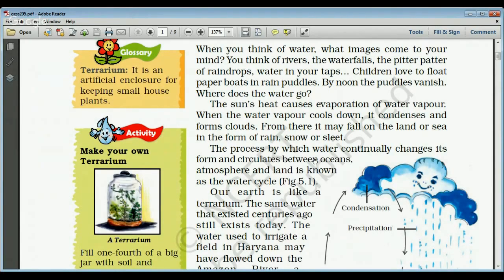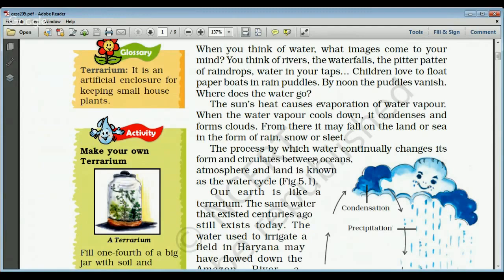Now the sun's heat causes the evaporation of water into water vapor. When the water vapor cools down, it condenses and forms clouds. From the clouds, it again comes to the land or the sea in the form of rain, snow or sleet. This is known as the water cycle because water continuously changes its form and circulates between the ocean, atmosphere and land. There are various forms of precipitation like rain, snow or sleet.